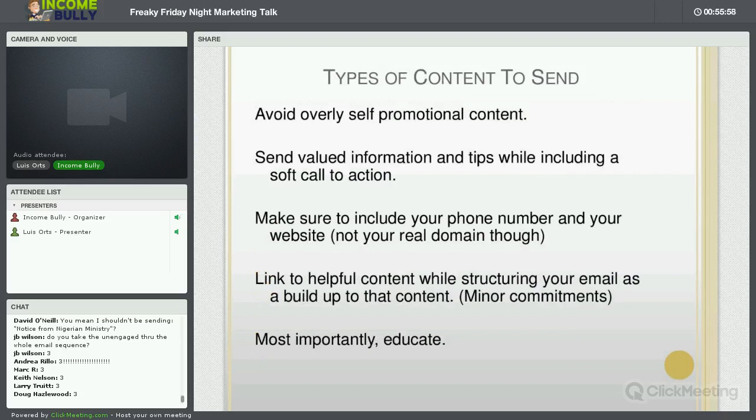Types of content to send. If you don't want to send them to an autoresponder sequence, and you're just sending broadcast email blasts to your list, whether you have 10,000 or 100,000 or a million emails, these are the types of content to send, and a lot of people mess this up. I'll tell you a story about somebody who emailed me and messaged me on Skype, and I took a look at his content. I'll share that with you after we go through this.